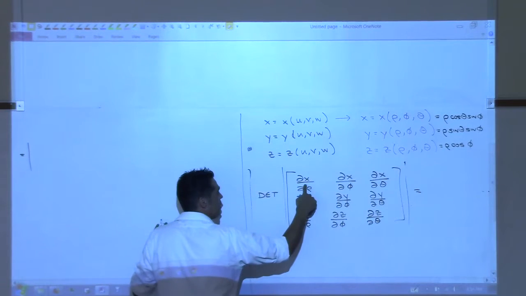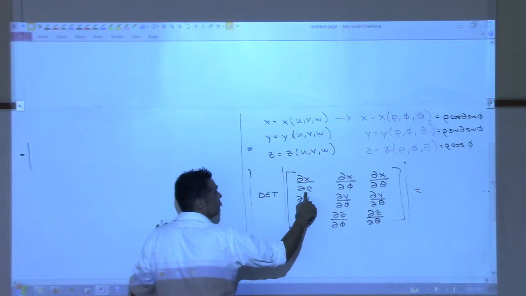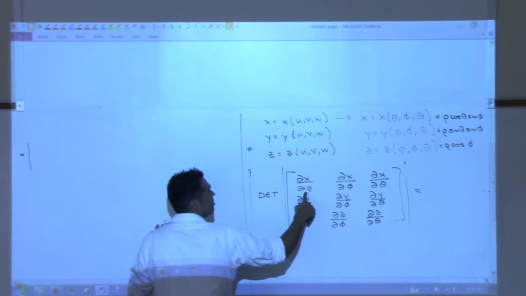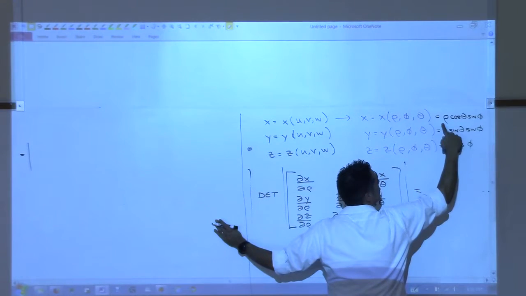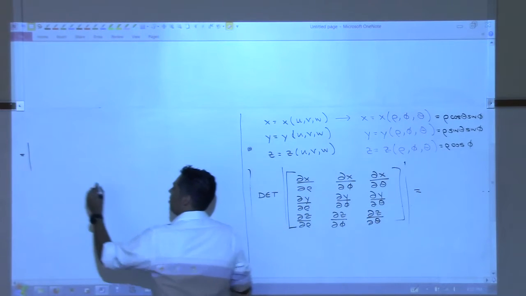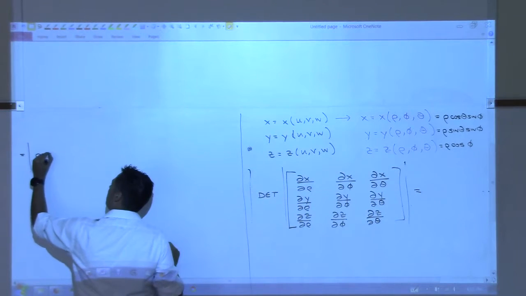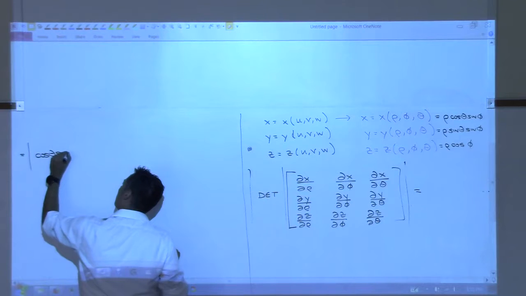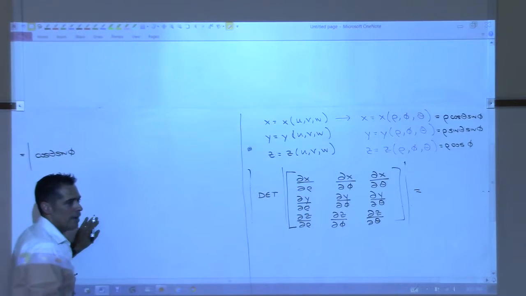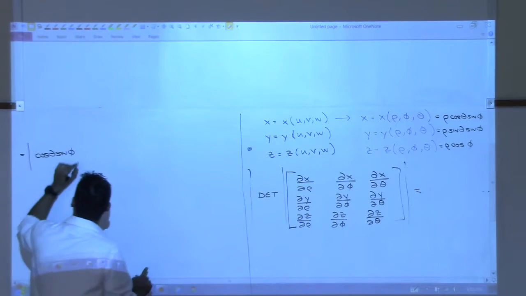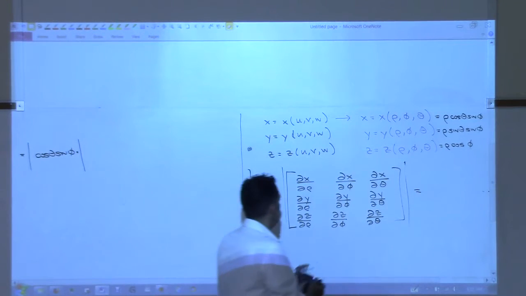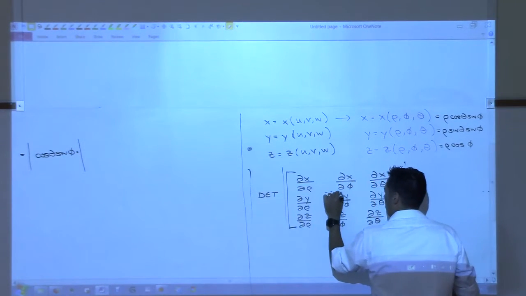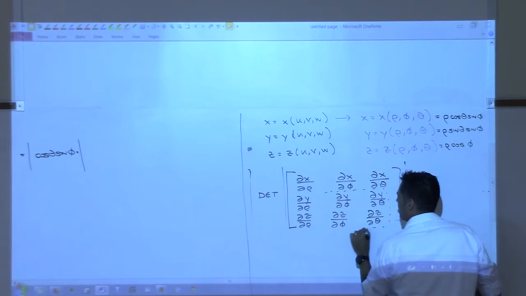Okay, so what is the partial of x with respect to rho? Partial of this with respect to rho is just cosine theta sine phi, right? Okay, that's the first part. Then I have to do that times the determinant of this piece right here, right?